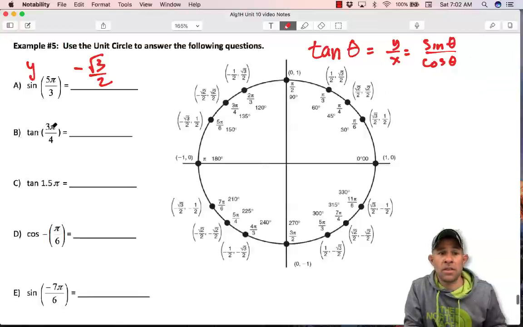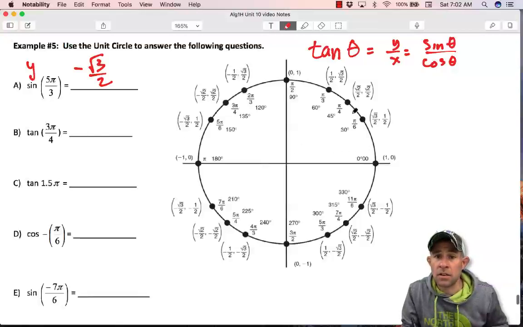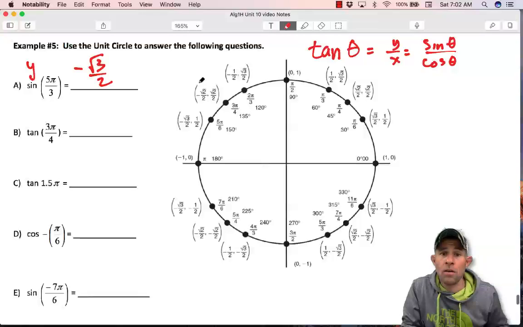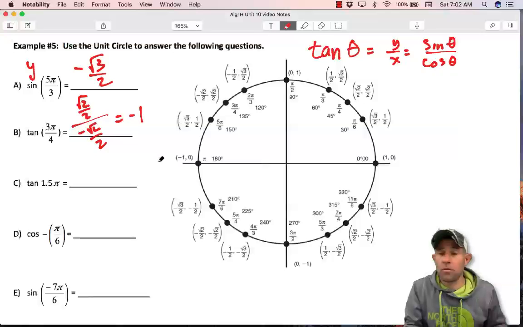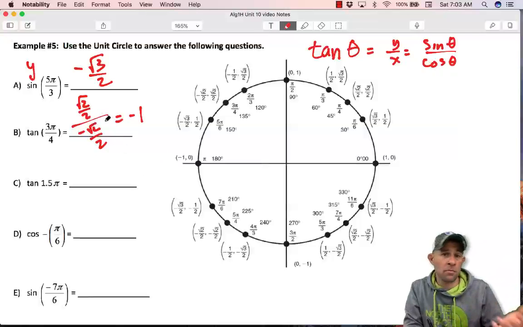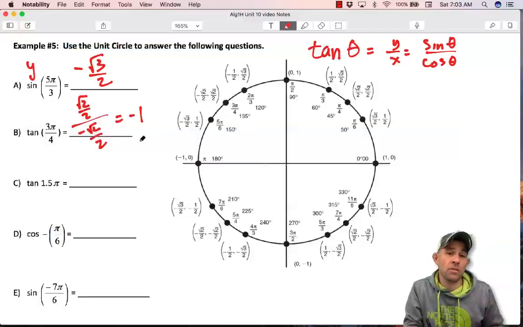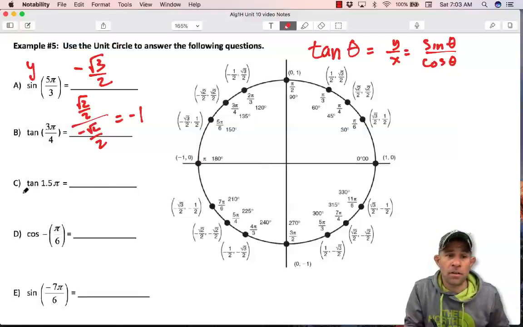All right, so if I want the tangent of 3 pi fourths, I'm going to take a look around my unit circle here. Here's my 3 pi fourths. I want my y over my x, or in other words, my sine theta, which is root 2 over 2, over my cosine theta, which is negative root 2 over 2. And when I put that over each other, I'm going to actually end up with negative 1, right? When you have the same thing in the numerator and the denominator, it's going to be 1, but when one of them is the opposite value, it'll be negative 1.